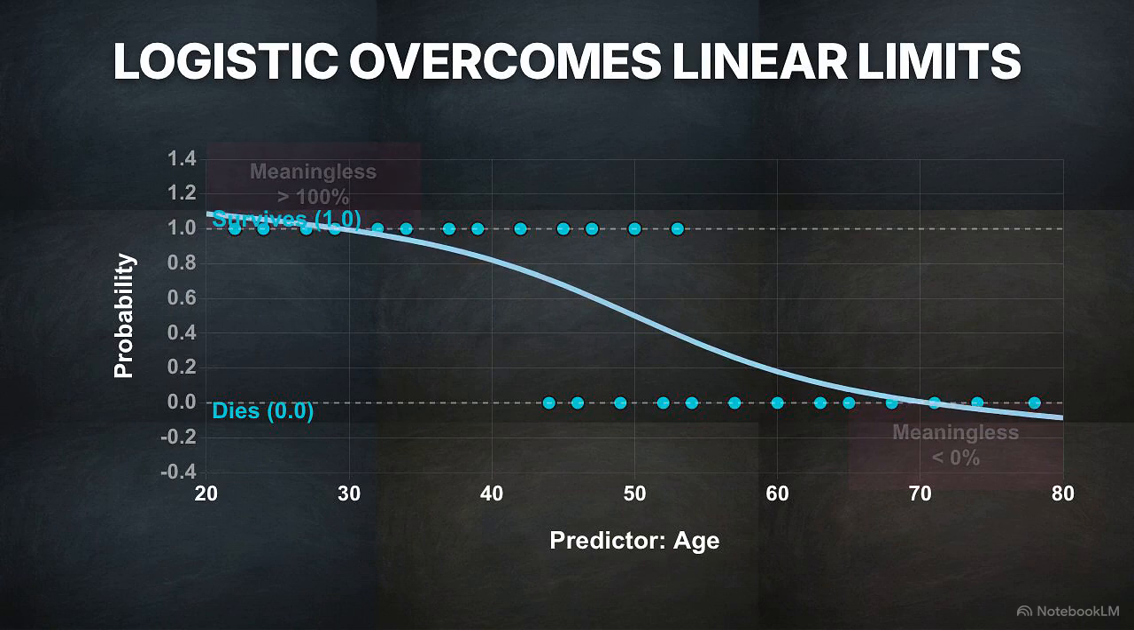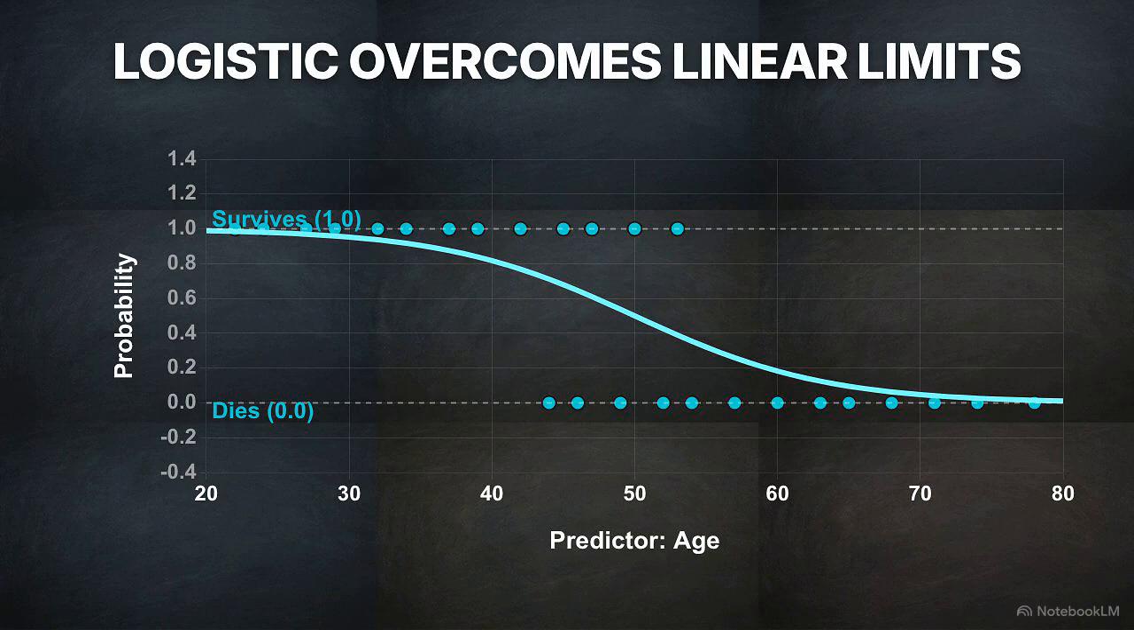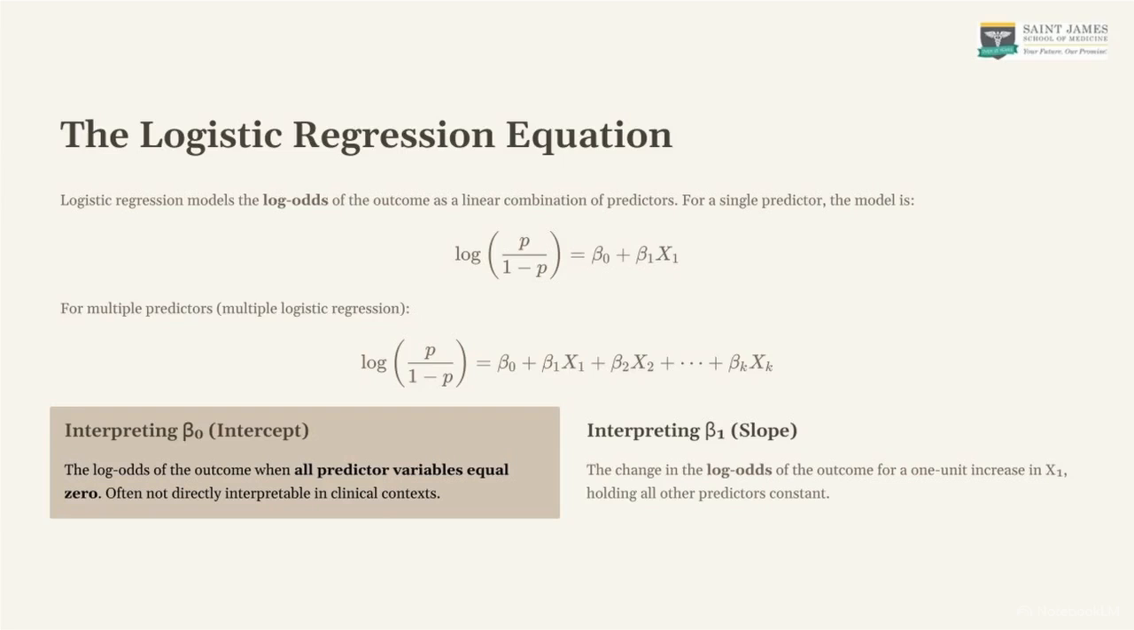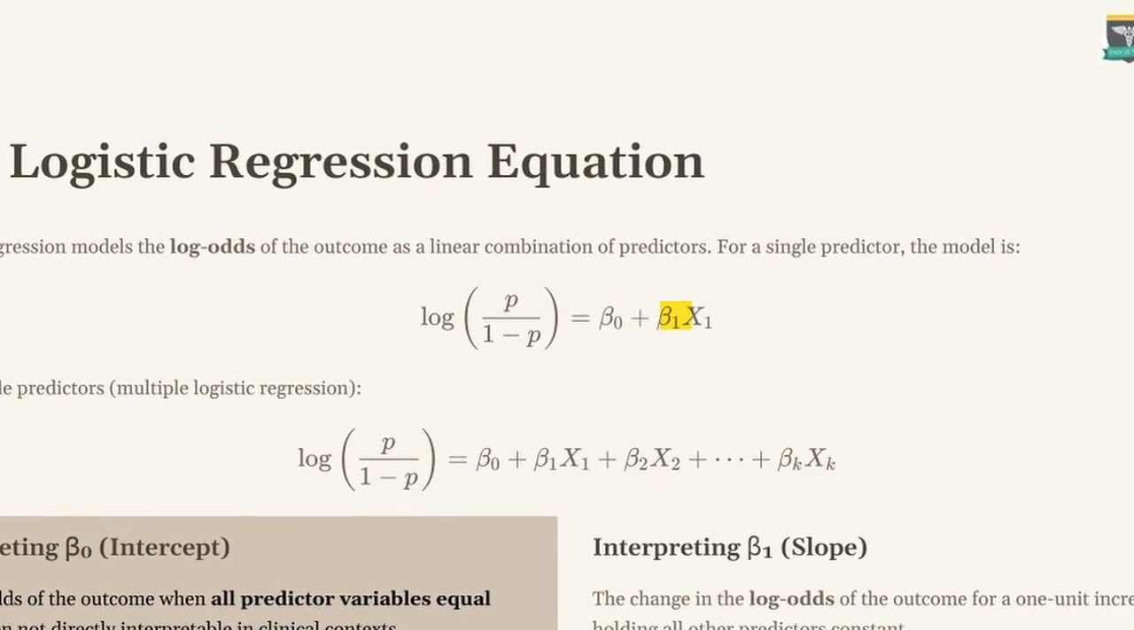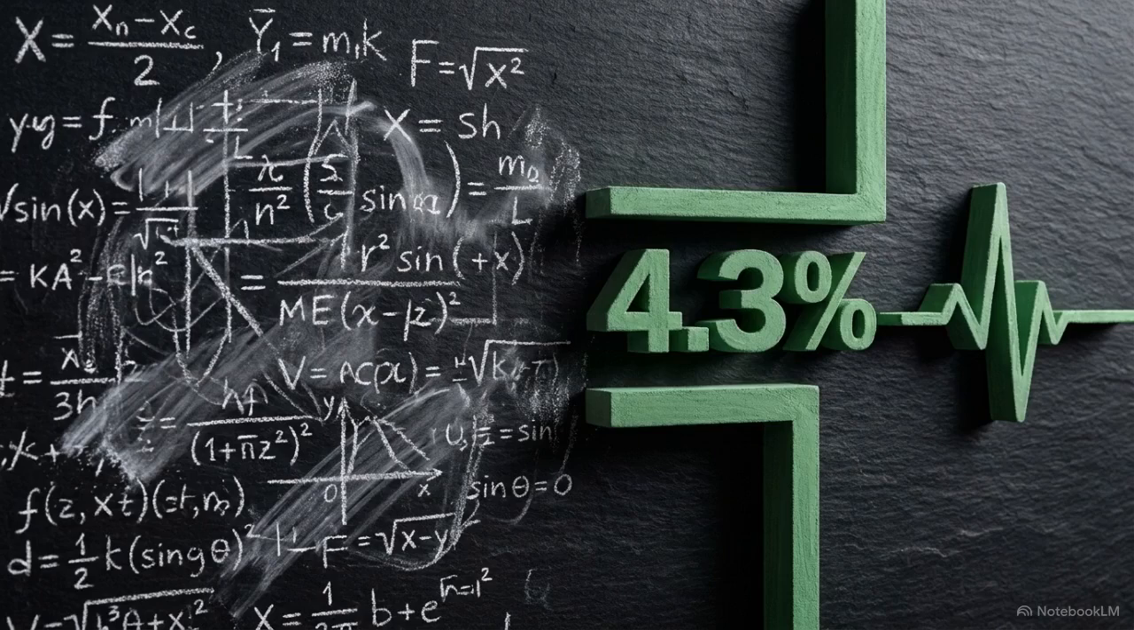To fix this, we bend the line. By shifting to an S-shaped logistic curve, the model strictly binds all predicted outcomes between 0 and 1. This slide shows the math generating that curve. Instead of modeling raw probability, logistic regression models the log odds of the outcome. The steepness and direction of the curve rely on the beta 1 coefficient. Because log odds are entirely abstract, the primary task of a biostatistician is translating this equation back into human-readable risk.